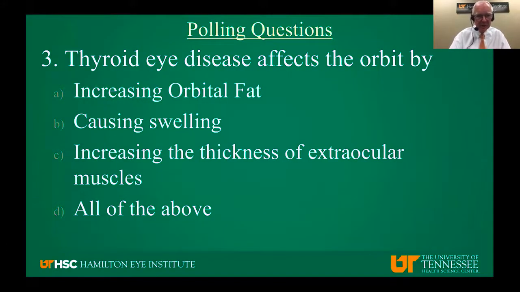So the next polling question is, thyroid eye disease and this upregulation affects the orbit as a secondary target organ. So what does it do? Does it increase orbital fat? Does it cause swelling? Increase the thickness of extraocular muscles? Or all of the above? And I'll leave it to our participants to vote their choice.